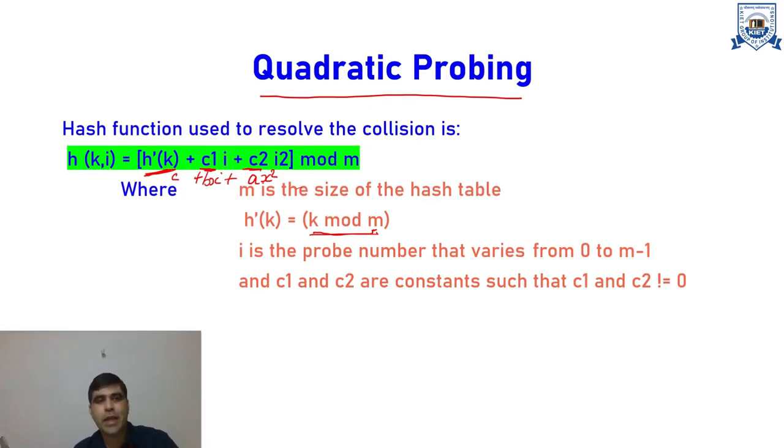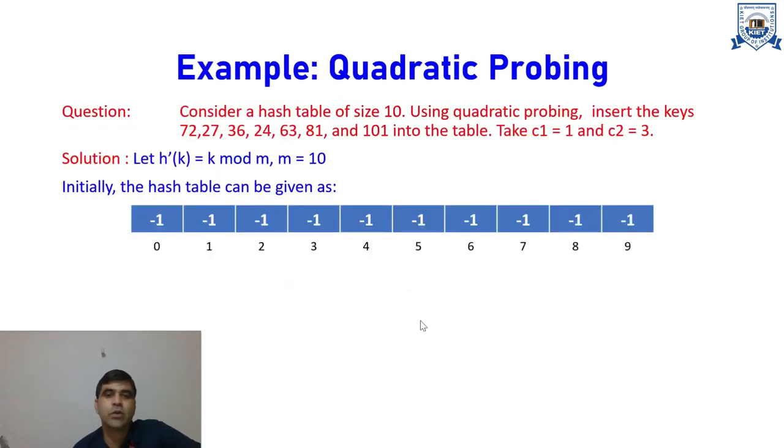And this M here is the size of the hash table, we already know, and I is the probe. I is the probe number that varies from 0 to M minus 1, and C1 and C2 are constants such that they are not equal to 0.